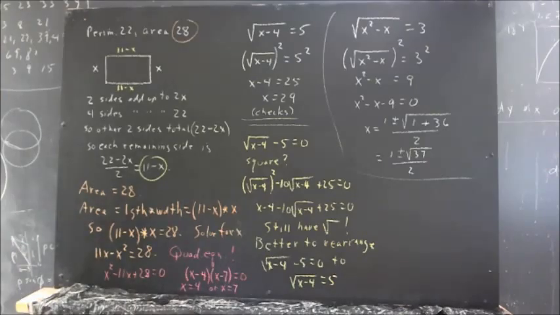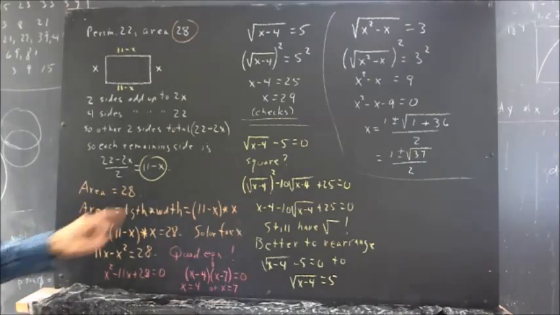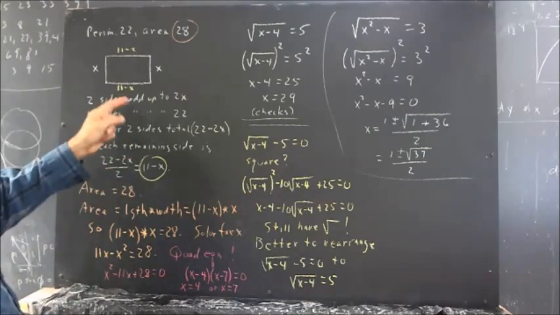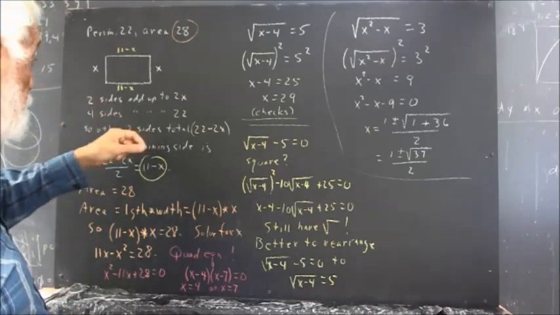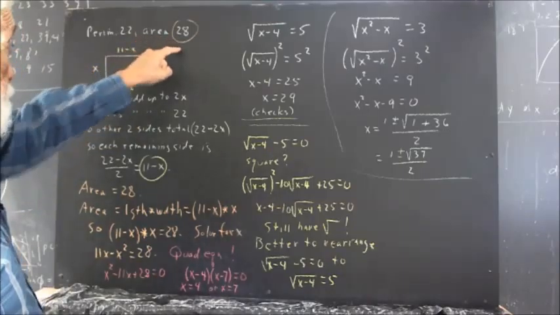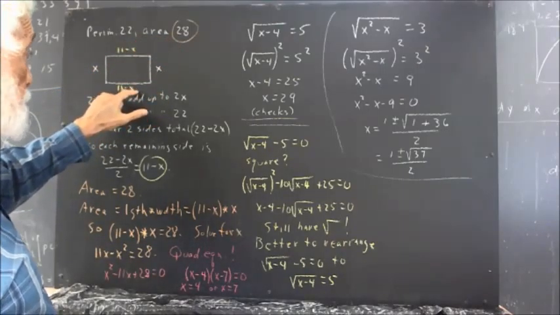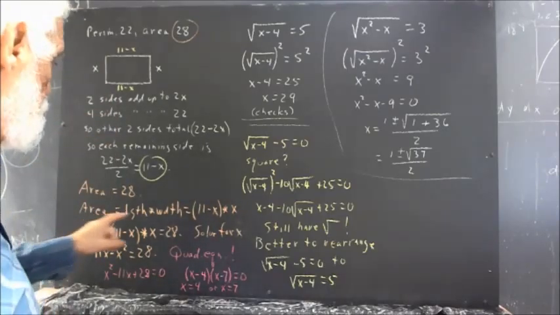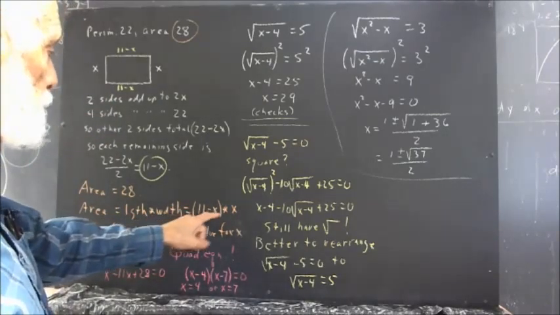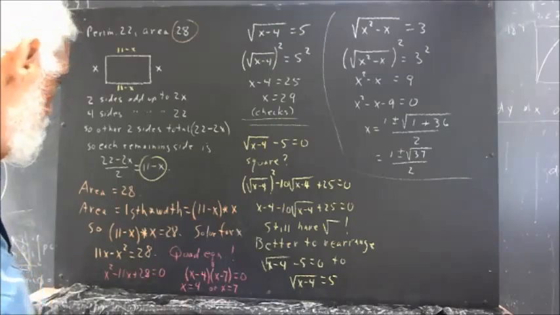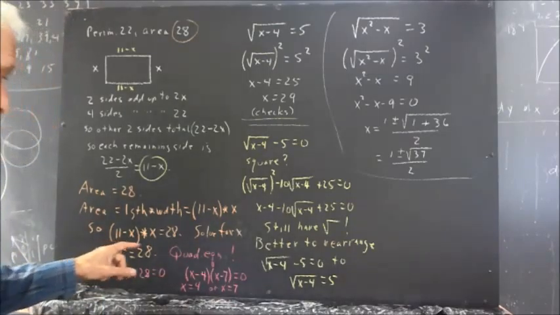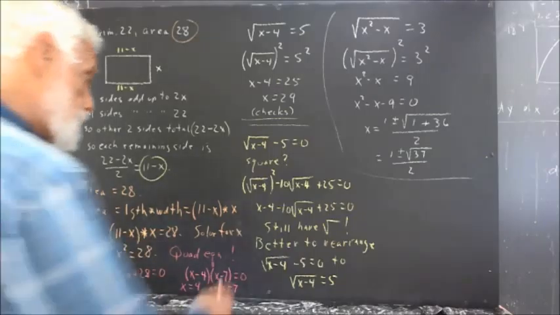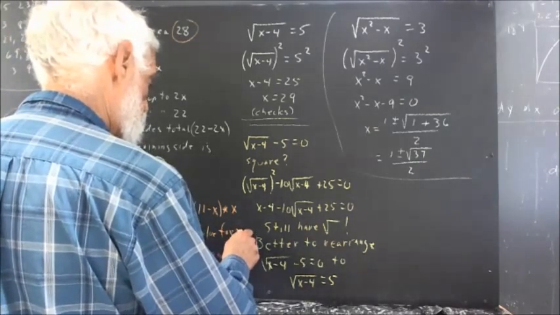Okay, now, we also know that the area is 28. So what can we do with that? Well, the area of a rectangle is its length times its width. So the area of this rectangle is going to have to be 11 minus x times x, whatever x happens to be. So the area is length times width, 11 minus x times x, and 11 minus x times x is then going to have to be equal to 28 because the area is 28.